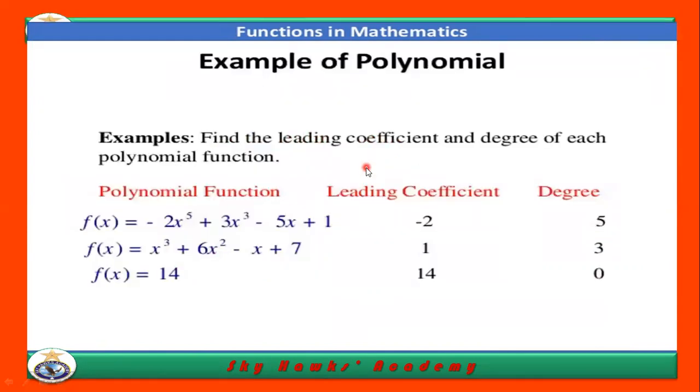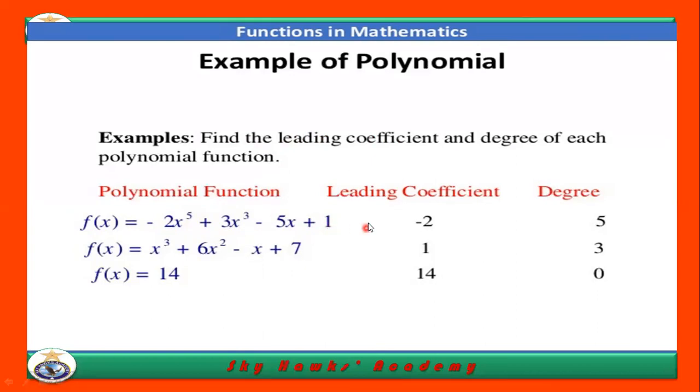The next is an example of polynomials. Look at these functions. Find the leading coefficient and degree of each of the following. Can you read this? Sure. f of x is equal to -2x to the 5th power plus 3x to the 3rd power minus 5 plus 1.